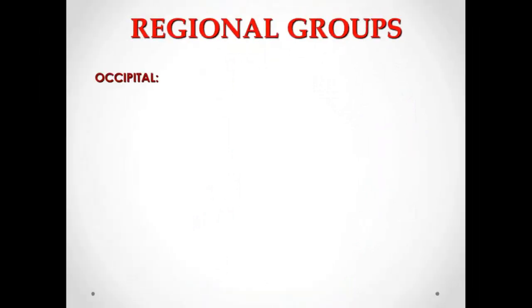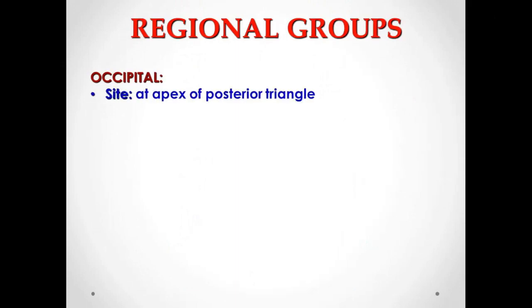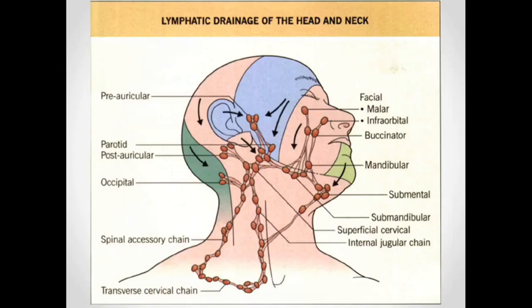Regional groups, which are occipital lymph nodes. It's better to show you on this picture. These are occipital lymph nodes, which receive afferents from the back of the scalp and also from the posterior part of the auricle. All this area drains into the occipital lymph nodes. Then the preauricular and parotid lymph nodes.